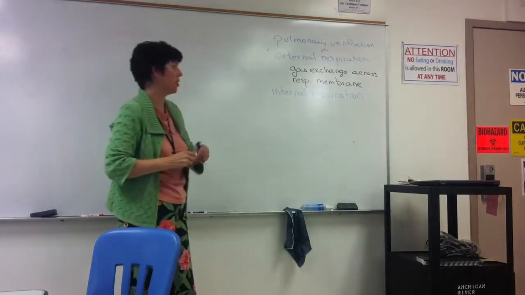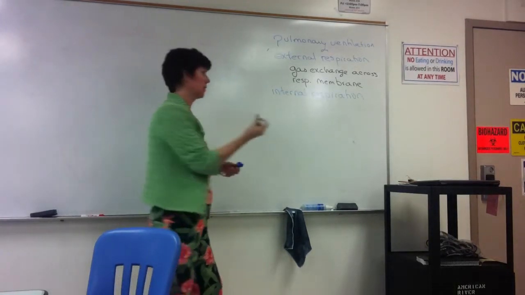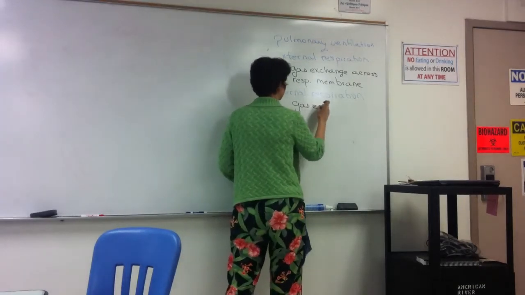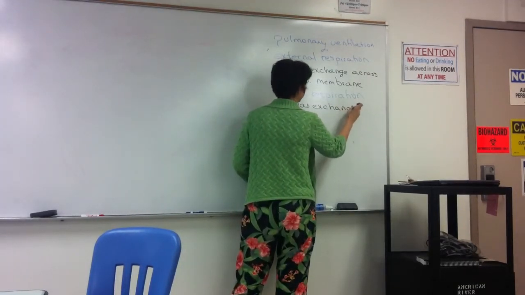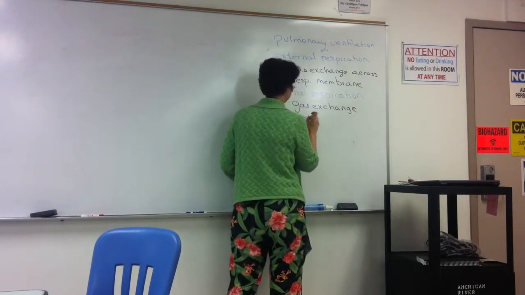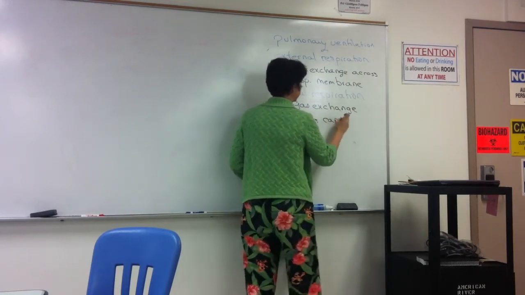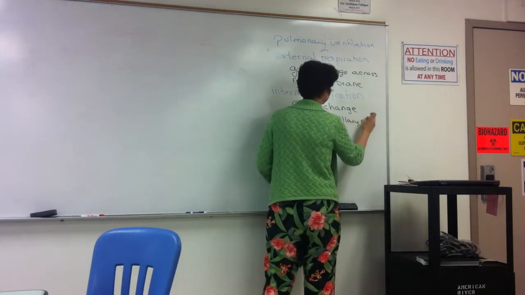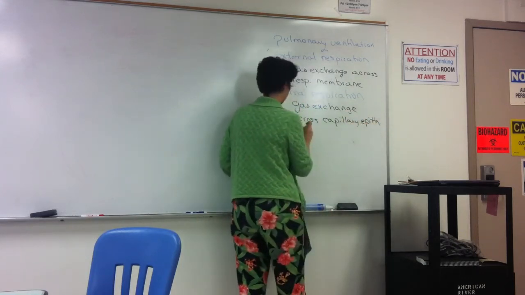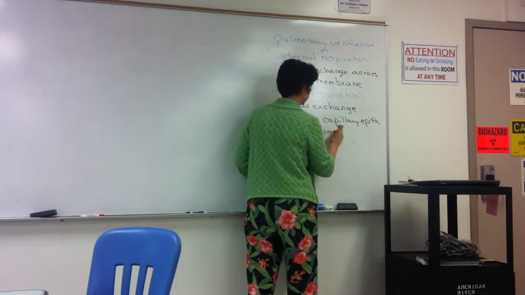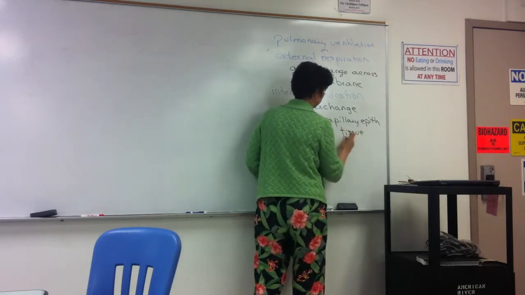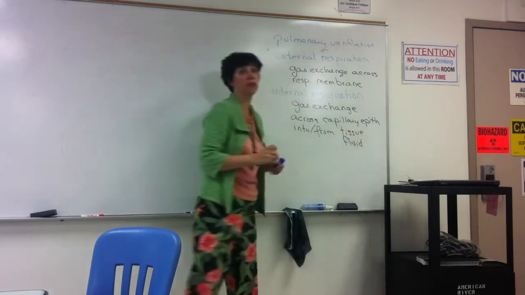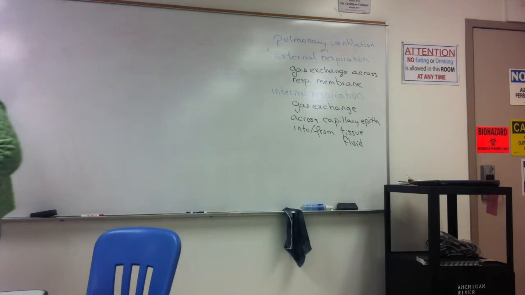Internal respiration is gas exchange at the tissue level. We don't really have a membrane name for that, but it's across the capillary epithelium into tissue fluid, or from, because it's both directions. And then of course we have cellular respiration, which we'll talk about with the digestive system, which is the use of oxygen in ATP synthesis, exactly, Krebs cycle and electron transport.